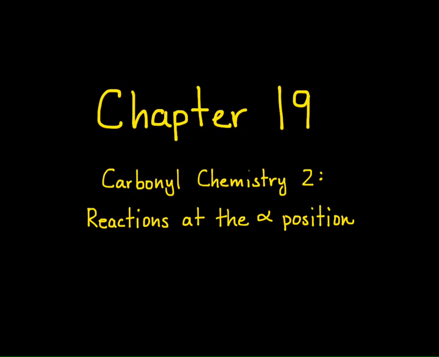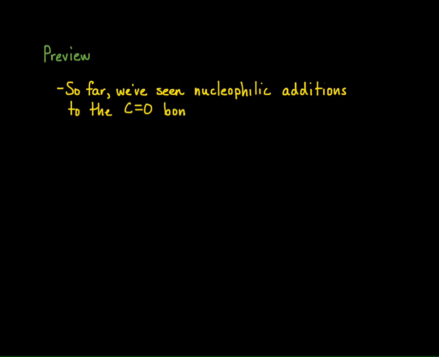In chapter 19, we're going to shift gears a little bit, and we're still going to talk about carbonyl chemistry, but we're going to see the reactions that are taking place not necessarily at the carbonyl, but at the alpha position. So we're going to see this importance of the alpha carbon. And to give a quick little preview of what I'm talking about here, we've already seen lots of nucleophilic addition reactions to the carbonyl carbon. And certainly, those are still very prevalent, and we're going to see those even in this chapter.